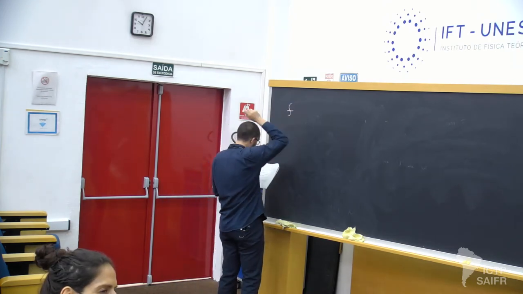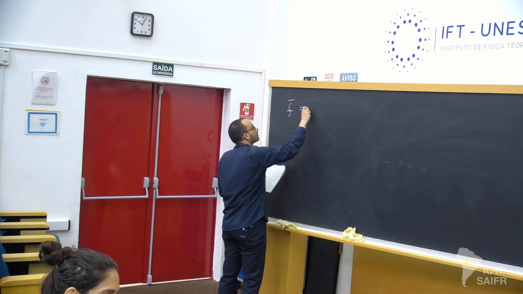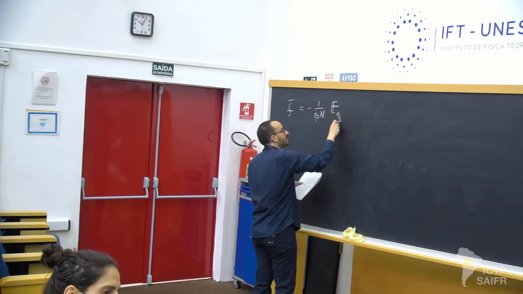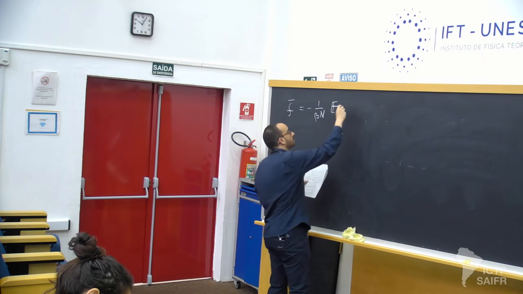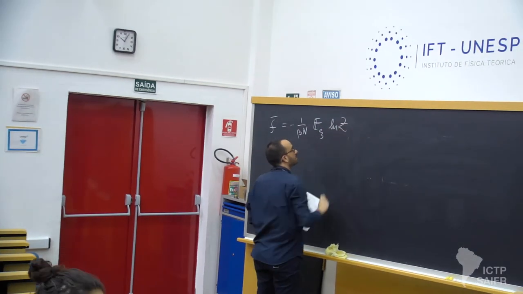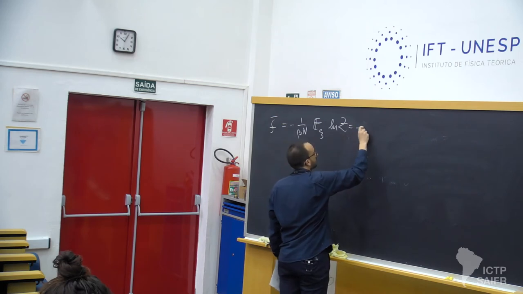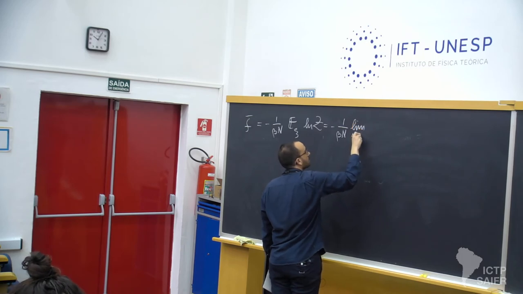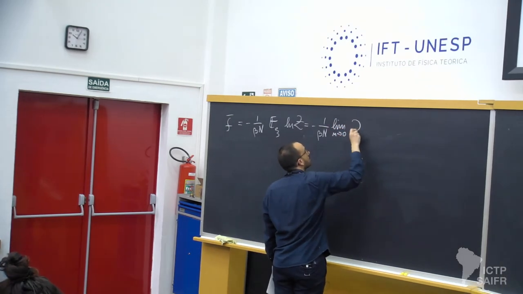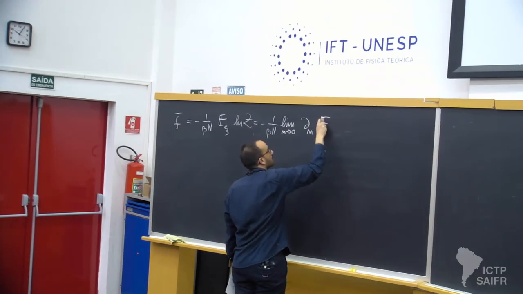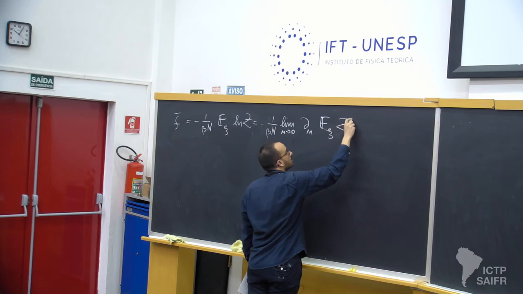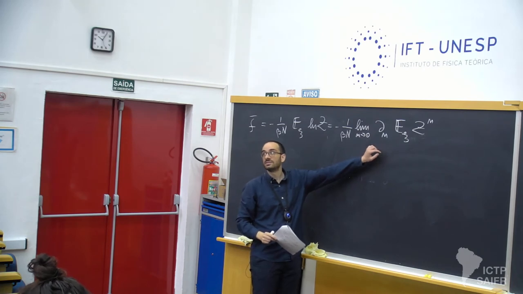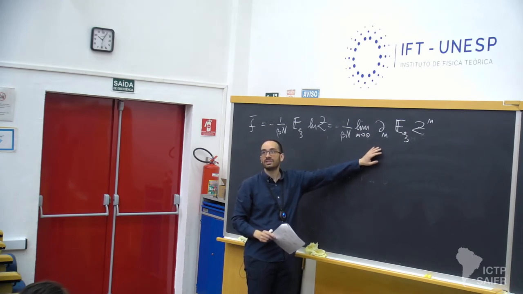So we need to compute F. So we need to take the average over the set of random vectors psi mu of log of Z. And so we will rewrite this as, okay, this is the formula that we wrote yesterday. Are you okay with it? Do I need to explain?